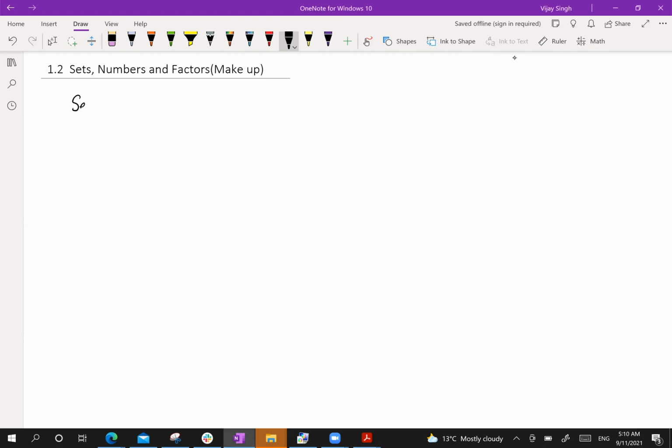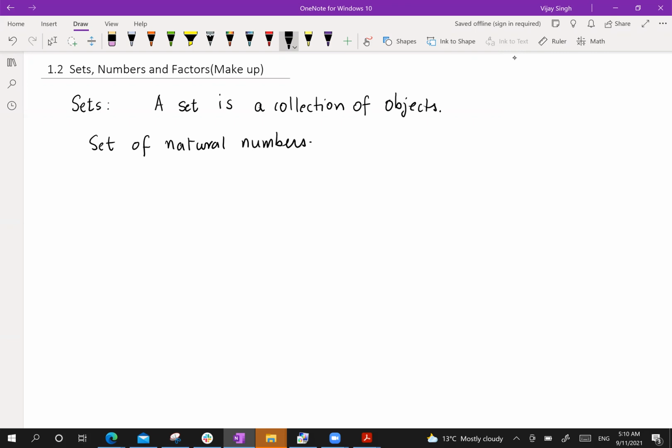So the first definition was the definition of sets. A set is a collection of objects. And there are a few sets we already know, for example, the set of natural numbers, as we discussed last time. It is given by N. This is the notation for it, and it consists of 1, 2, 3, and so on and so forth.